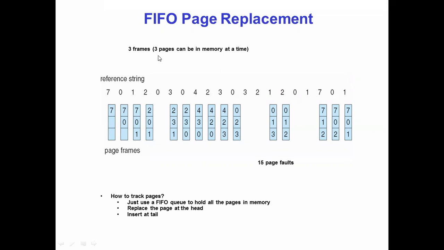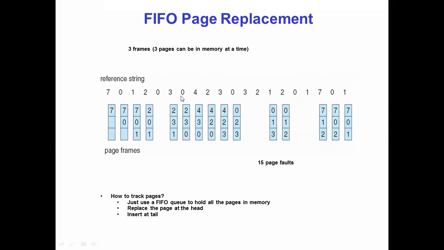3 frames available means 3 pages can be in memory at a time. So at one time you can have 3 pages in memory. If you use 3 frames, then 3 pages are processed together in memory. 2 frames means 2 pages in memory at a time, 1 frame means 1 page in memory at a time. So the frames are directly related to the number of pages. 3 frames means how many pages you are going to select for a particular process.